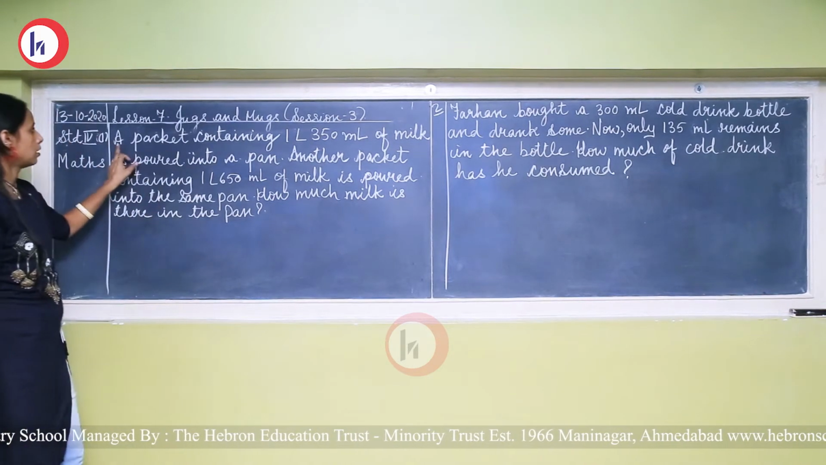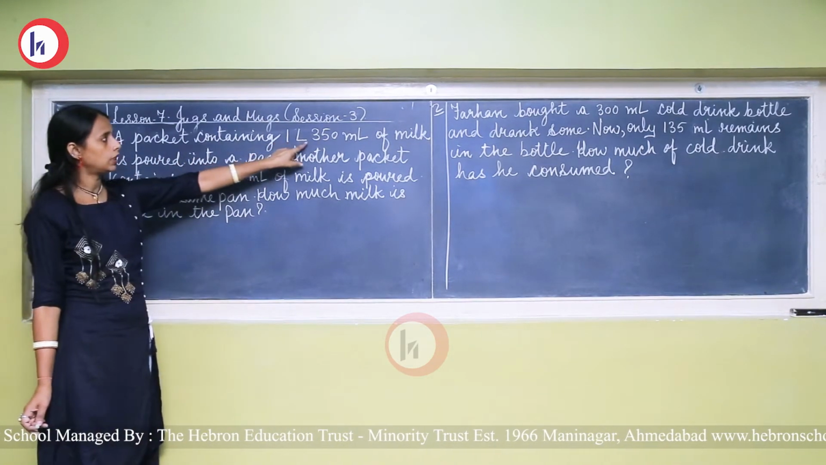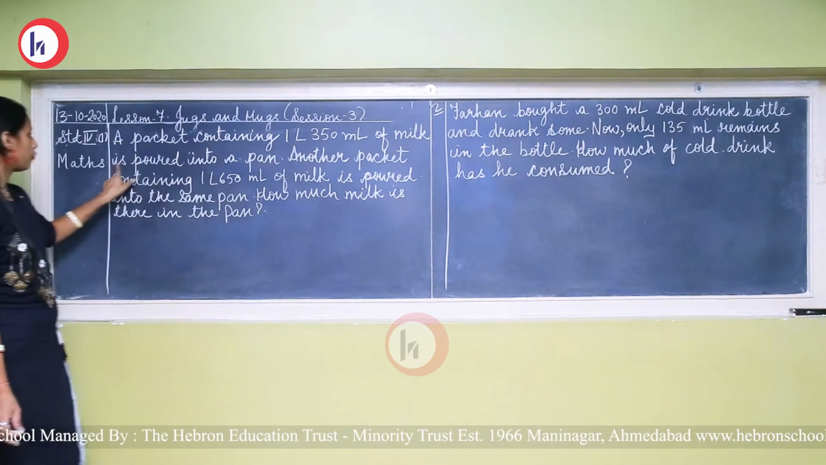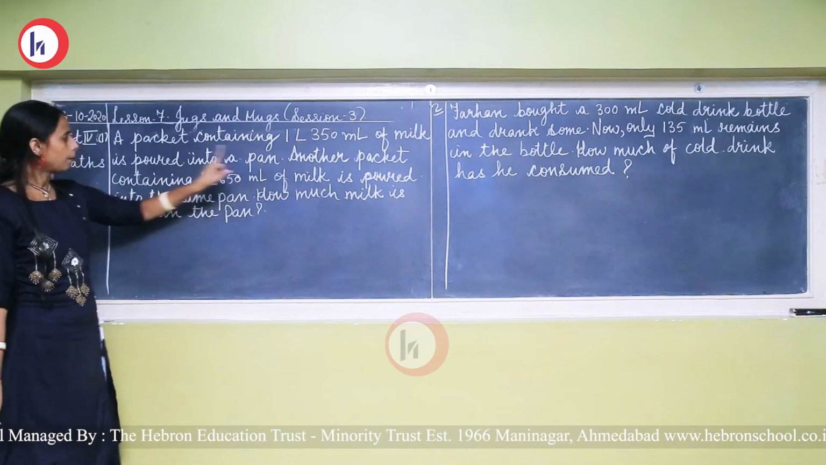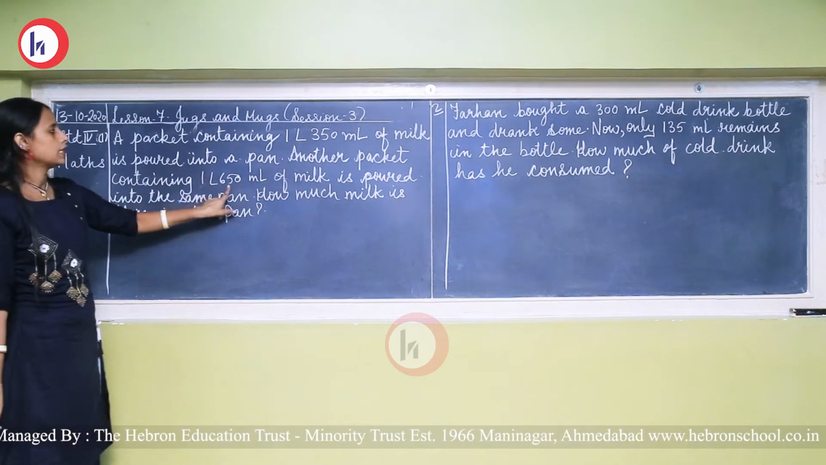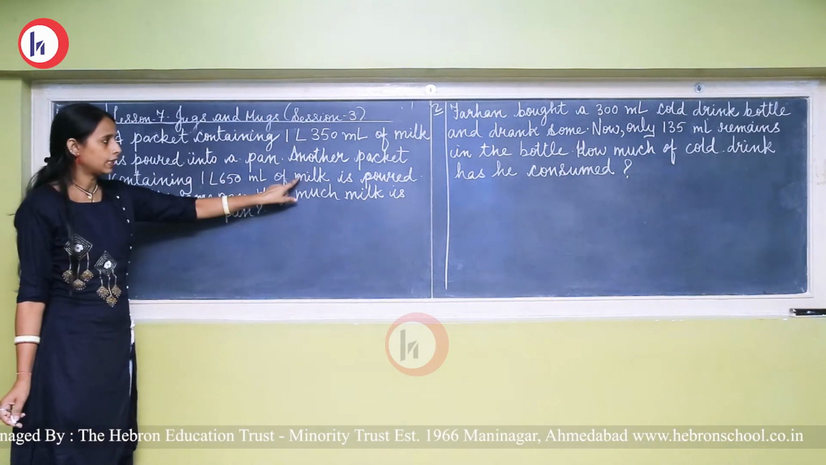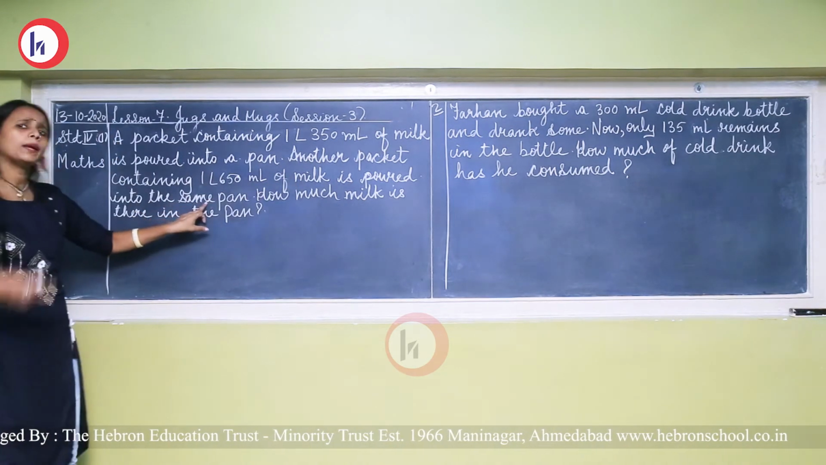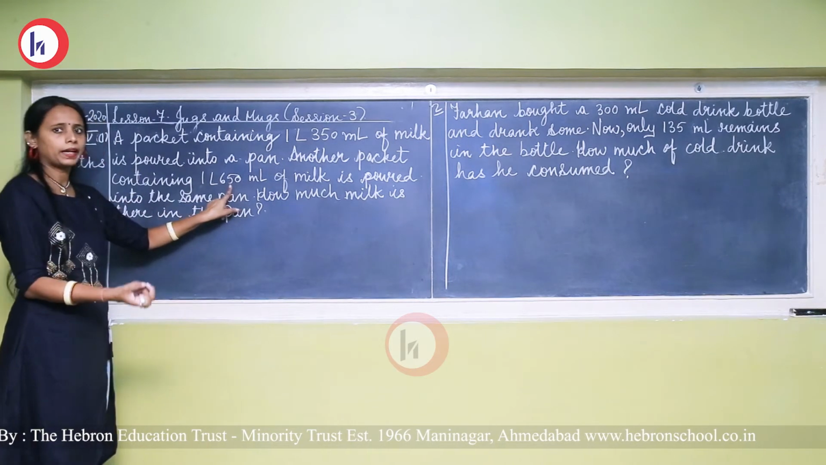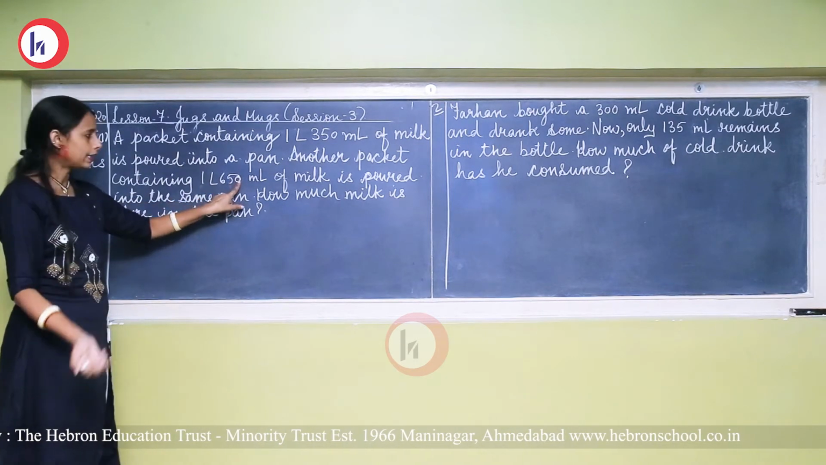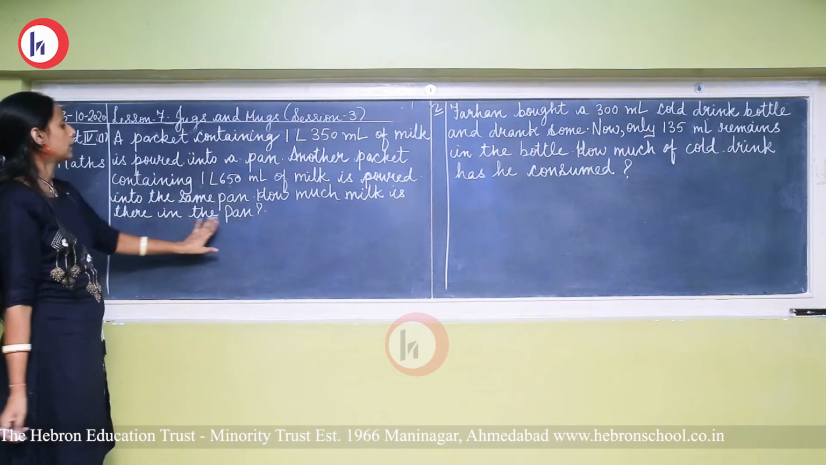So first question is, a packet containing 1 liter 350 milliliter of milk is poured into a pen. A pen means one pen. Another packet containing 1 liter 650 milliliter of milk is poured into the same pen. उसी पेन में वापस से वो another packet means next packet का जो milk है उसमें डाल दिया गया. How much milk is there in the pen?